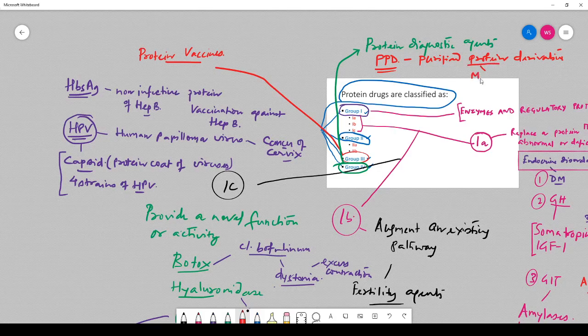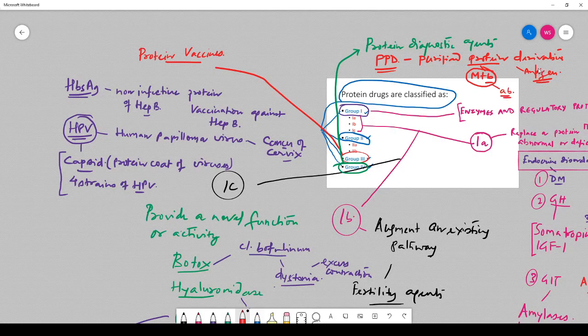Of Mycobacterium tuberculosis. Okay, so why is this used? It is used to test whether a person has got a previous infection from Mycobacterium tuberculosis. So basically, this PPD is an antigen. Okay. A person who has been infected with Mycobacterium tuberculosis in the past will have antibody.